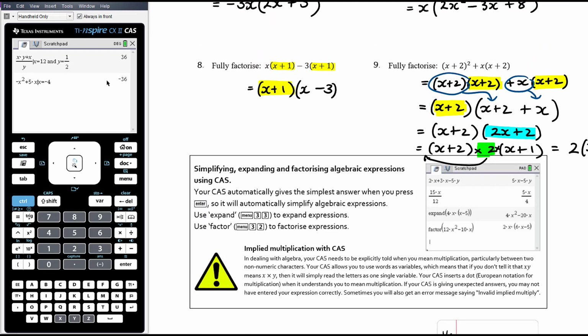So collecting like terms, there's no special instruction for that. Your CAS will automatically simplify an answer. So if you type in 2x minus 5y plus 9x plus 7y, and you just press enter, it will automatically simplify that. So in this case, that means collecting like terms.